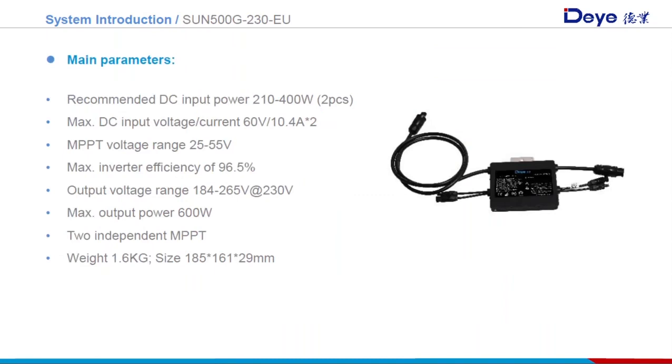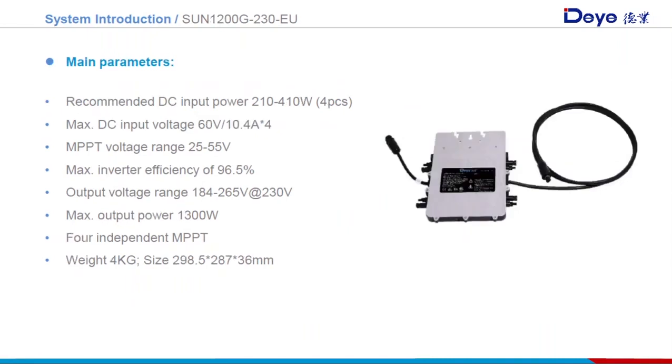This page details some 500 volts module main parameters. As we can see, it can connect two pieces of PV module at the power range 210 to 410 volts, and it has 2 MPPT with a maximum DC input voltage of 460 volts. MPPT voltage range of 425 to 155 volts. Maximum output power is 600 volts and weighs 1.6 kilograms.